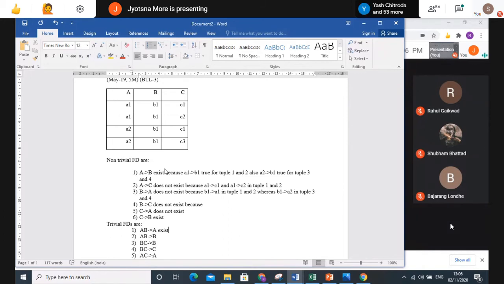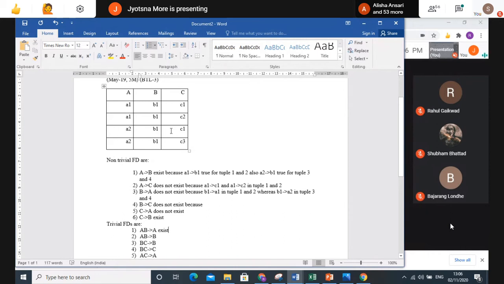Exist or does not exist? Check for BC. Exist. Check for B1 C1 determine C1. Again here B1 C1 determine C1. B1 C2 determine C2. B1 C3 determine C3. So it exists because of tuple 1 and 3.